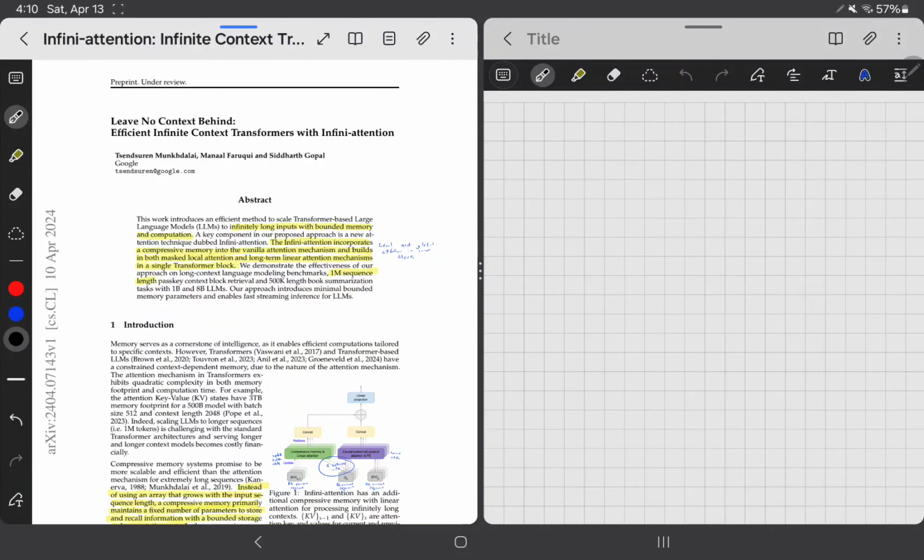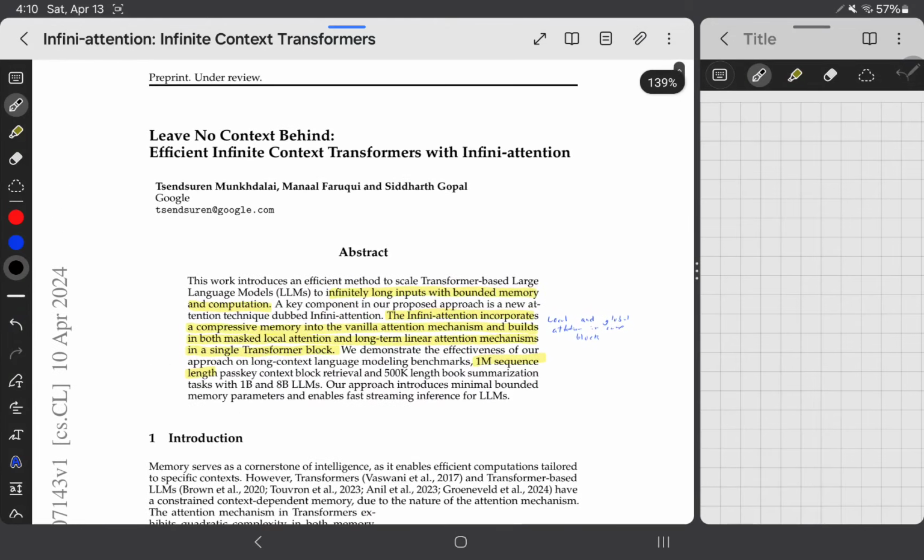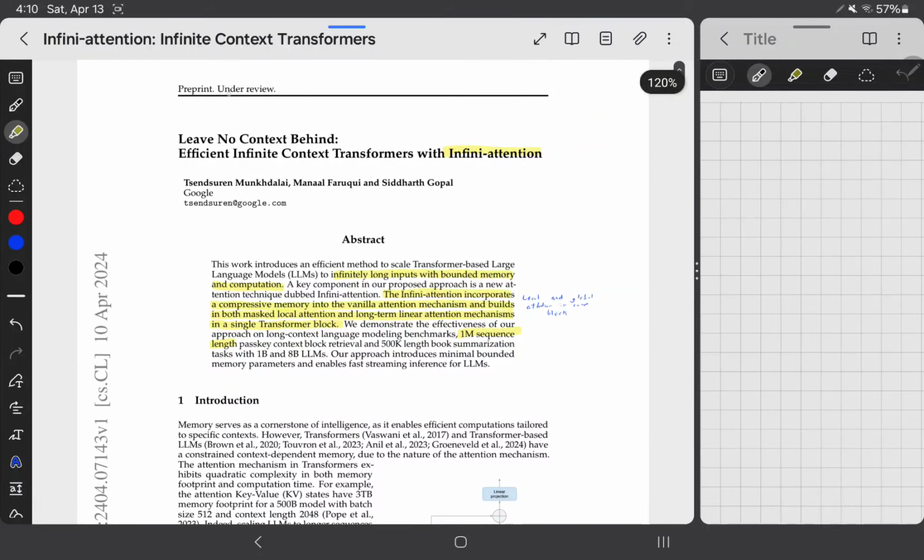Another infinite context transformer has come out, and it is called Infini-attention. Very, very strange name. This is the paper title: "Leave No Context Behind: Efficient Infinite Context Transformers with Infini-attention." That's definitely a name. So this is a preprint, and it's by Google.